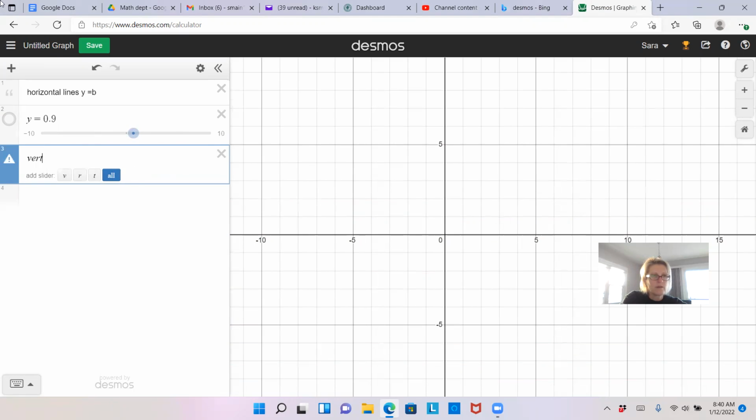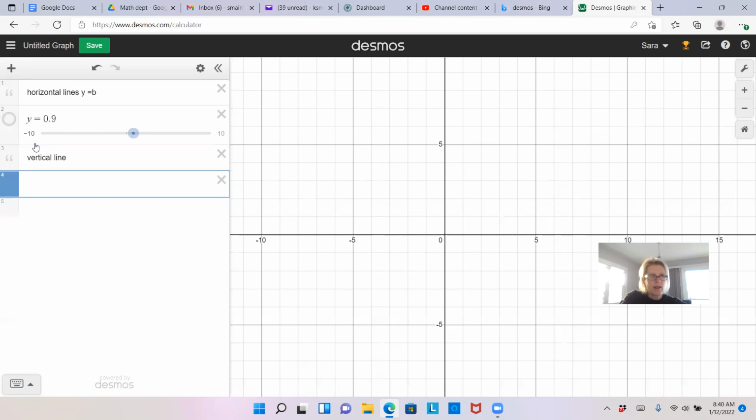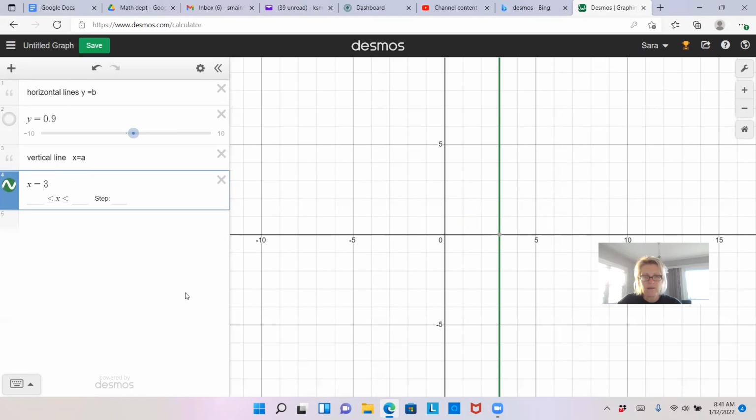Whoops. I have to tell it that I want to write words or it thinks I'm doing an equation. I keep forgetting that. Note: this is a vertical line. I'm going to tell you a vertical line doesn't have a y equals, it has an x equals. So it's x equal to a, and you'll see why. So I'm just going to do x equal to 3. And there it is.